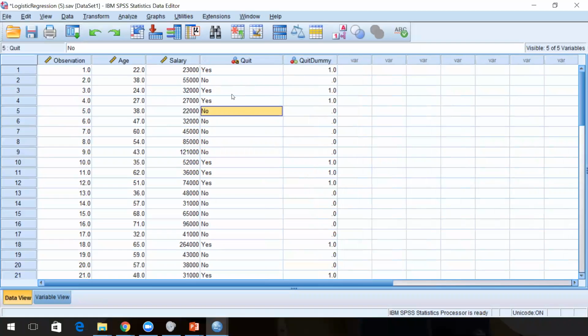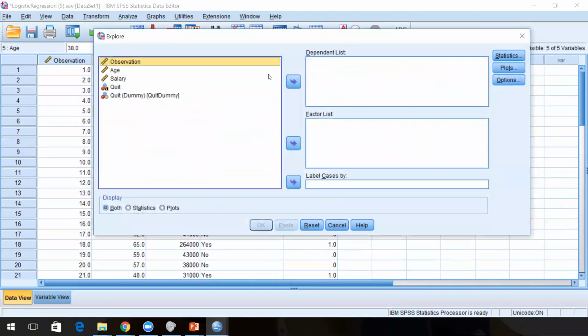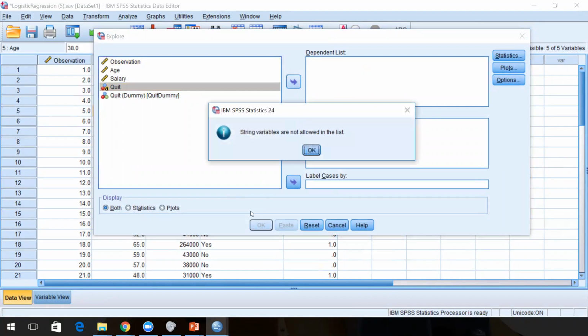Here's my data, whether they quit their job in the past year. I also have it coded as a number. I did this so I could run it in Excel. You can actually just use the quit variable in SPSS with the words attached to it. We have observation, which is just a person. We're not going to use that. Age and salary. And just for interest, we're just going to take quit and look at it.